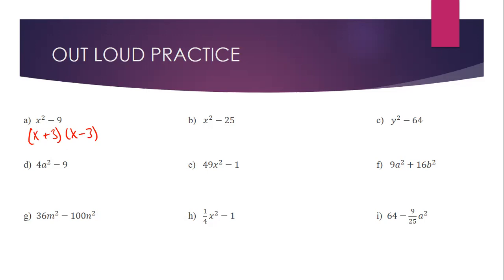Example B. Here we go. x squared minus 25. Is x squared a perfect square? Yes. Is 25 perfect? Yes. Am I subtracting? Yes. What is my factor? There we go. All right, C. Are both perfect squares? Are they being subtracted? What is my factor? There we go.